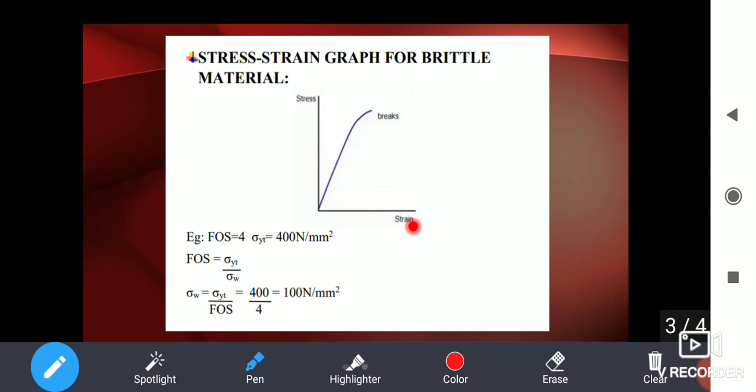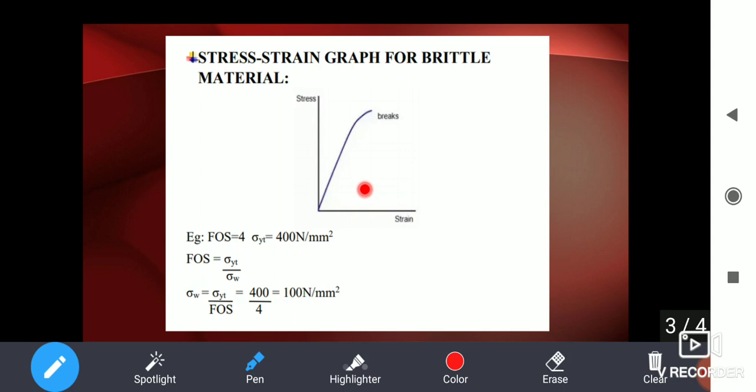Whereas in case of brittle material, when it is subjected to load from outside, we can't see any difference in that material, but internally cracks are developed. Finally, these cracks reach the surface and the material breaks. This is the main behavior of brittle material, and they fail suddenly, the next moment itself. So brittle material would be breaking at the ultimate stress.